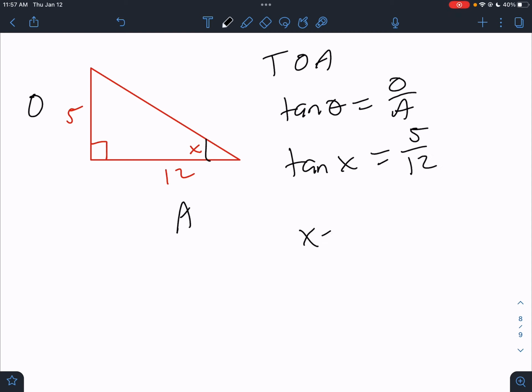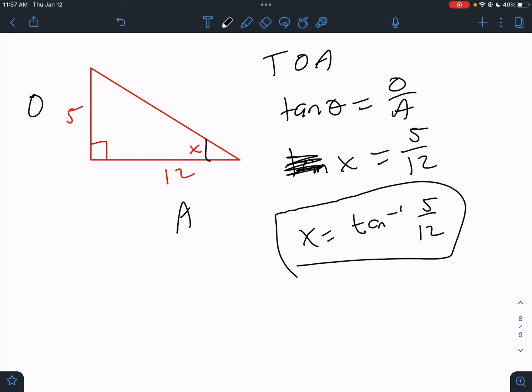How do we undo tangent? We do the inverse tangent of 5/12. So if I have a tangent over here, in order to get rid of it, I don't divide by tangent. That's not a thing. I do inverse tangent. It goes away. But if I do inverse tangent to one side, I have to do it to both sides. This is the answer, right? If you don't have a calculator, you just leave it like that. But I'm going to type it in, inverse tangent of 5/12. And I know that that angle must be 22.6.